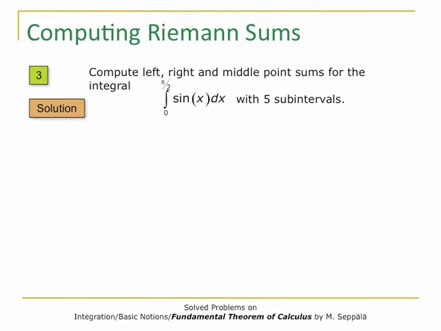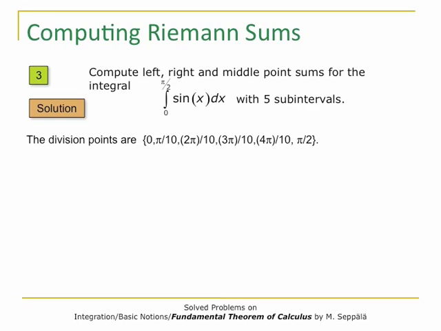In this problem we have to compute left, right and middle point sums for the integral from 0 to pi over 2 of sine of x dx with 5 subintervals. That is, we have to compute the numeric approximations for this integral from 0 to pi over 2 of sine of x dx with 5 subintervals. The division points are 0, pi over 10, 2 times pi over 10, 3 times pi over 10, 4 times pi over 10 and 5 times pi over 10, which is pi over 2.